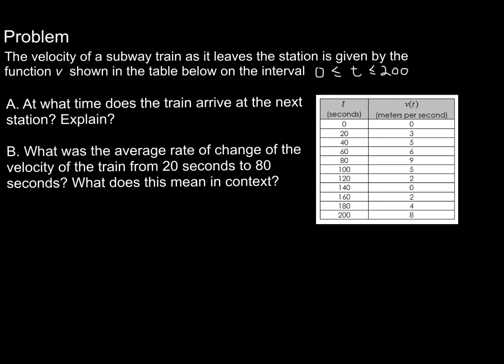The velocity of a subway train as it leaves the station is given by the function v, shown in the table below, on the interval where t is greater than or equal to 0 and less than or equal to 200. The questions are: A, what time does the train arrive at the next station? Explain. And B, what was the average rate of change of the velocity of the train from 20 seconds to 80 seconds? And what do you think this means in the context of the question?